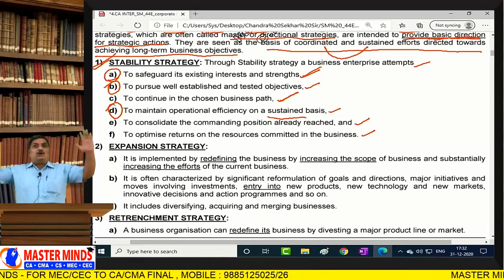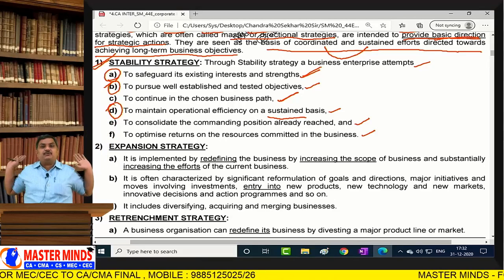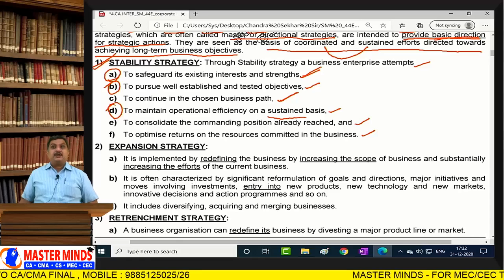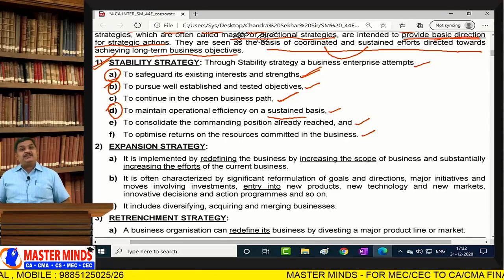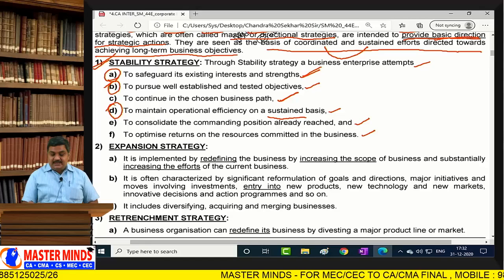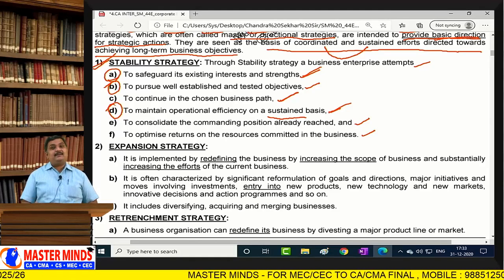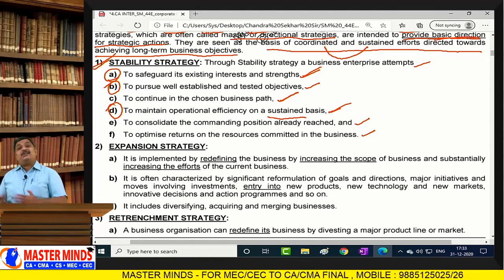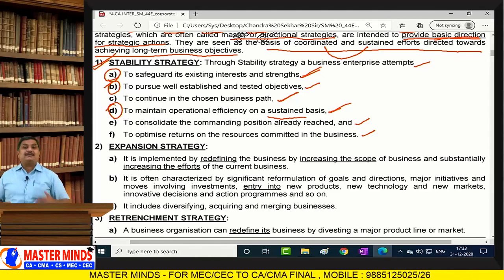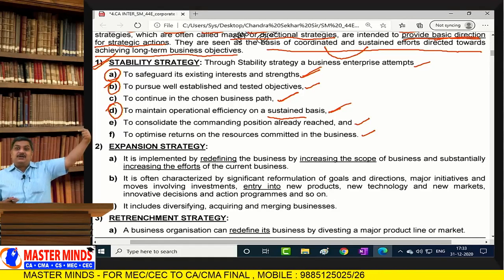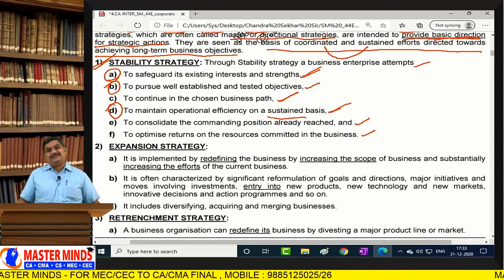For example, at the corporate level, the company said, we want to follow stability strategy. Then what should the business level people do? Okay, our boss wants to follow stability strategy. That means in stability strategy, operational efficiencies ought to be increased and maintained. That means we should focus on cost cutting. In that way, they should think and take the concerned actions. So this is the link between corporate level strategy and business level strategy.